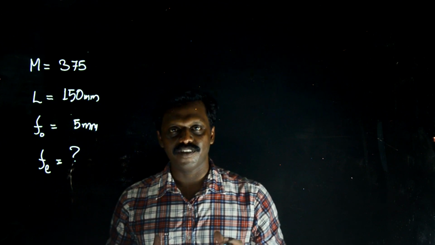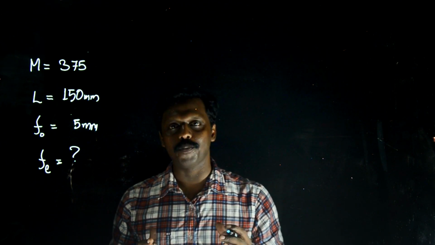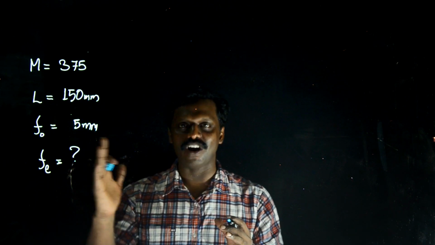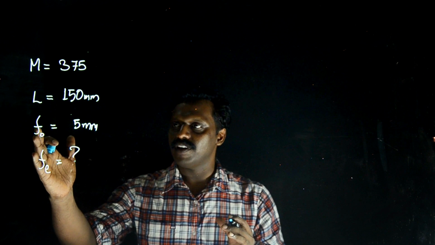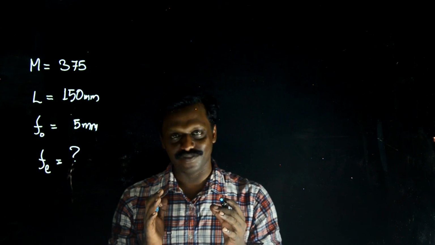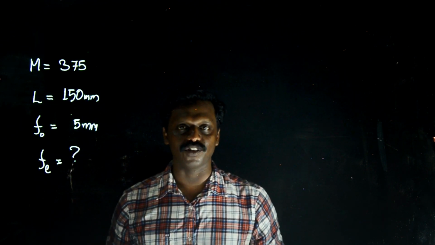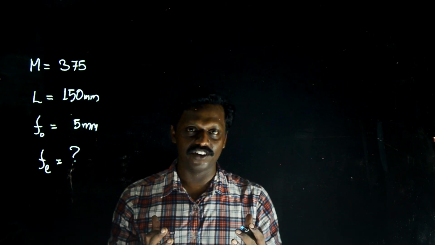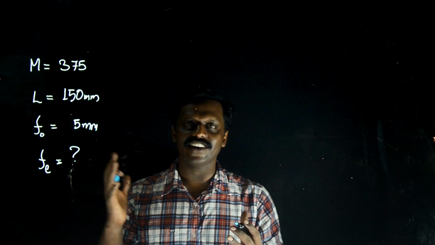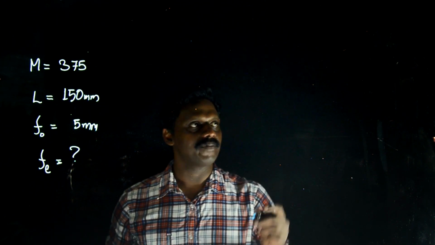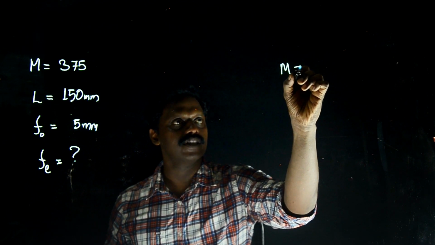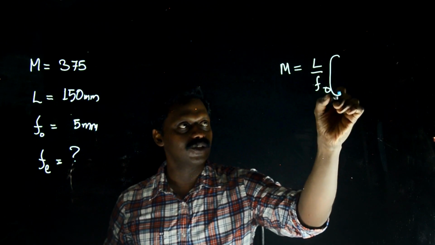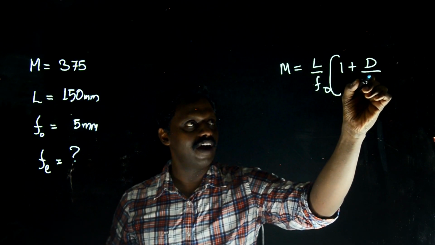In this question, we have the magnification of a compound microscope as 350. The length of the tube is given as 150 mm, and the focal length of the objective is given as 5 mm. We have to find the focal length of the eyepiece. So we have a question from ray optics, optical instruments, which is a direct substitution into the magnification formula. So the magnifying power is given by L divided by fo into 1 plus D divided by fe.